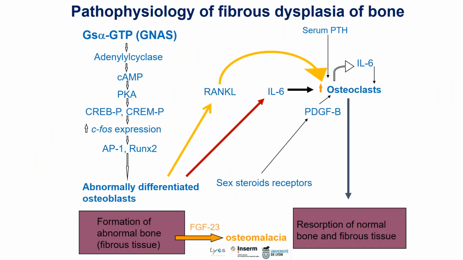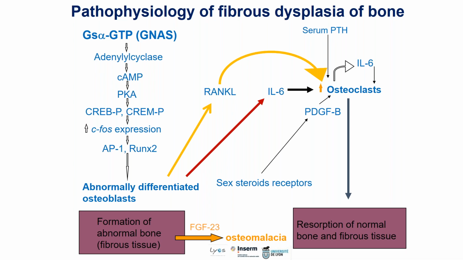So what about the pathophysiology? This disease is due to a mutation of GNAS, leading to an increase of intracellular cyclic AMP, and this leads to c-Fos overexpression and an issue in terms of the differentiation of osteoblasts. So we have abnormally differentiated osteoblasts, or I should say osteoblastic cells, because they are really poorly differentiated. So this is basically a disease of the stem cells.